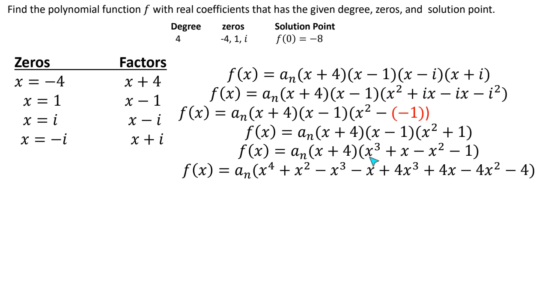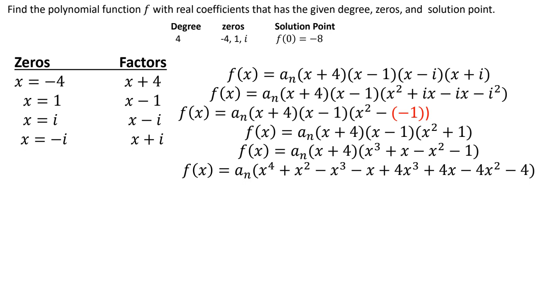Okay, so x times x cubed is x to the fourth, and then x times x will give you x squared, x times negative x squared will give you a negative x cubed, and then x times negative 1 would give you a negative x. 4 times x cubed would be 4x cubed, and then 4 times x is 4x, 4 times negative x squared, and 4 times negative 1 is negative 4.